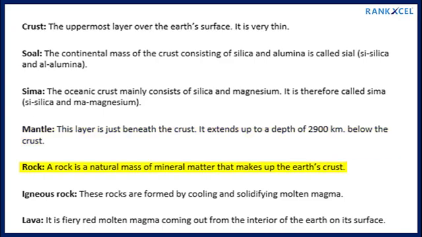Rock: a rock is a natural mass of mineral matter that makes up the Earth's crust. Igneous rock: these rocks are formed by cooling and solidifying molten magma. Lava: it is fiery red molten magma coming out from the interior of the Earth onto its surface.